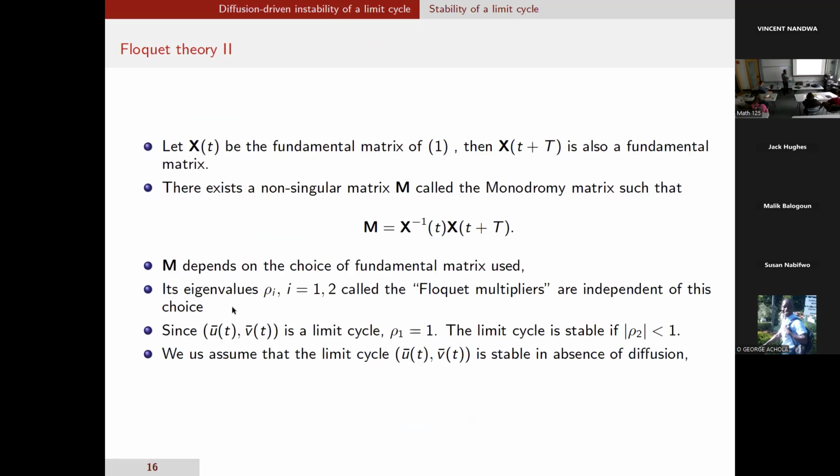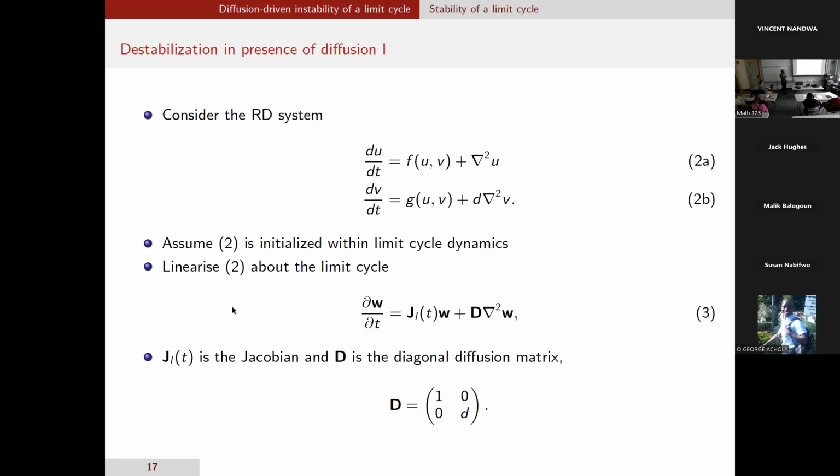So now, having seen, or assuming, that the limit cycle is stable in the absence of diffusion, we now extend and try to study the effect of adding diffusion to this limit cycle. By adding it, we follow the same process. We now linearize the full system around the limit cycle.